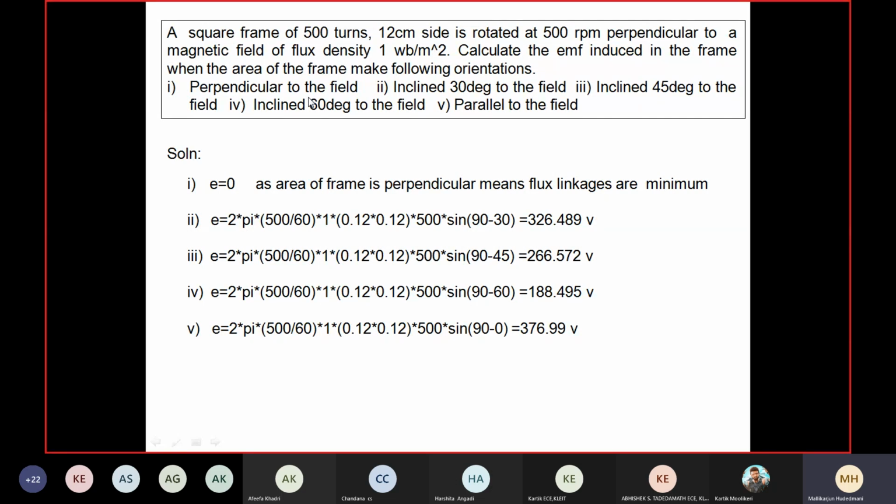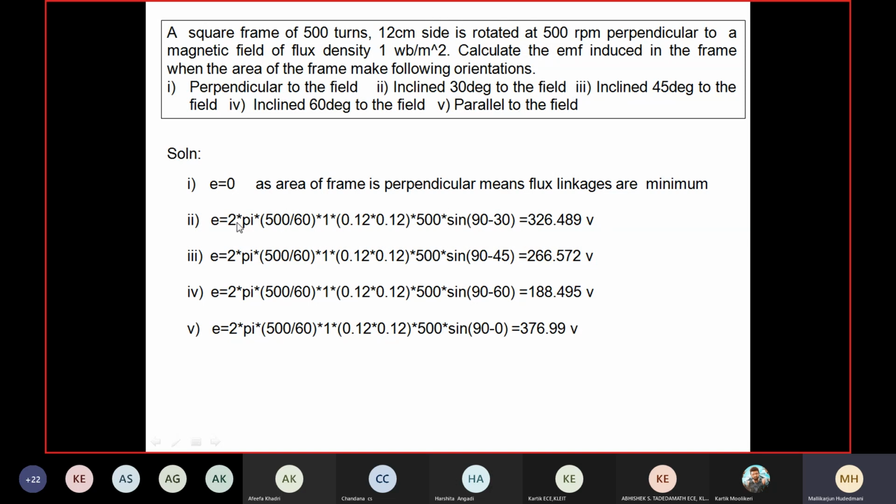One line substitution and conclusion. But here we have to identify from where your zero mark is measured. Zero mark is measured from the zero induction plane. So the zero induction plane and the given angle are complementary, 90 degrees. It means whatever angle is given here is with respect to the lines of force. But what should be used in the equation is 90 minus the given angle.